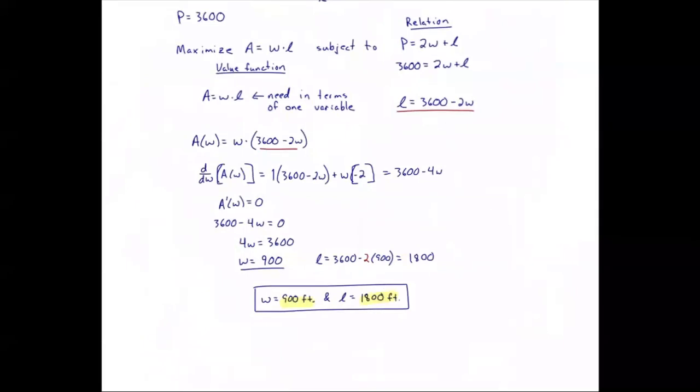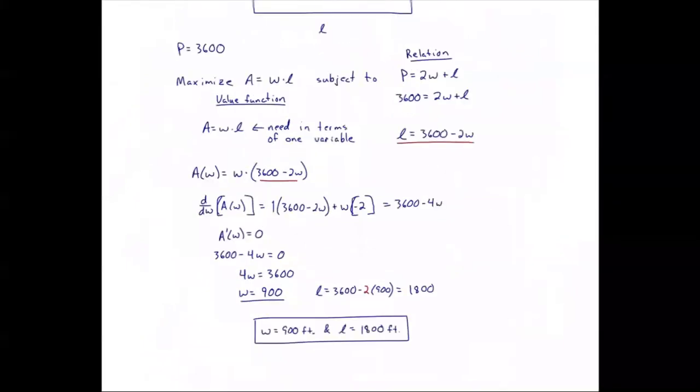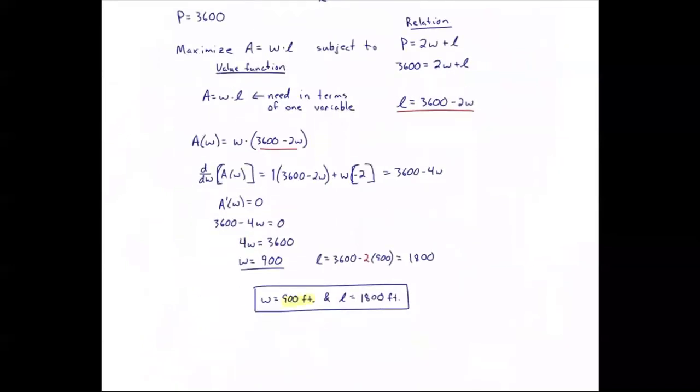So 900 feet and 1,800 feet. Of course, you add up two of these to this one and you get 3,600 total, and that matches the total perimeter. And you can multiply them together to get what you get there. It'll be a pretty large number, but nonetheless, you can find that value and then maybe compare it to some other options.